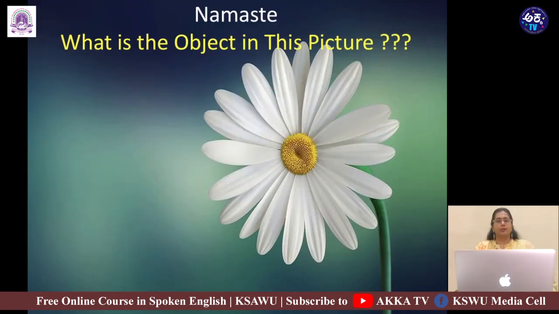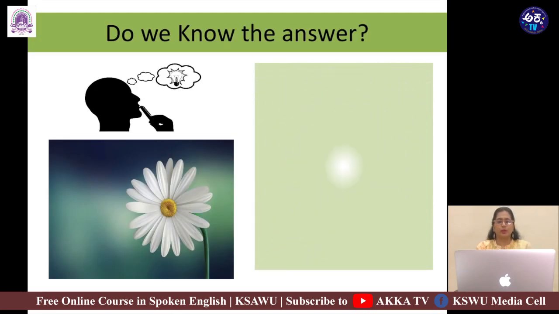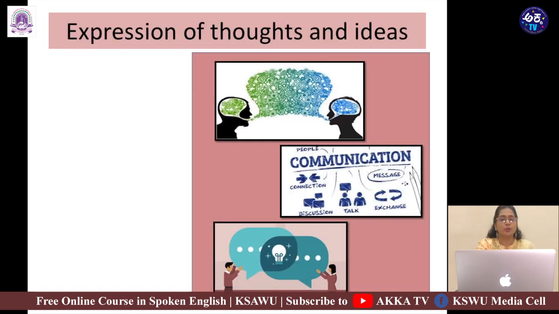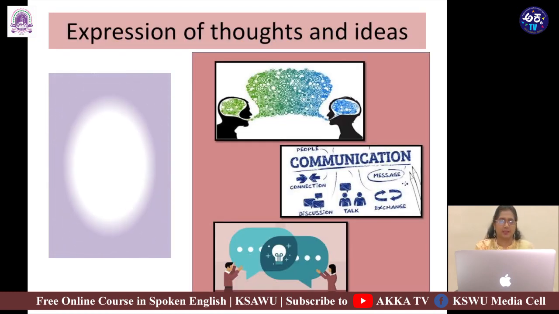What is the object in this picture? Do we know the answer? Any guesses? Yes, it is so simple. Indeed, it is a flower, or fool in French, or hū in Kannada. We all know that it has different names in different languages. Flower, fool, flower, hū.